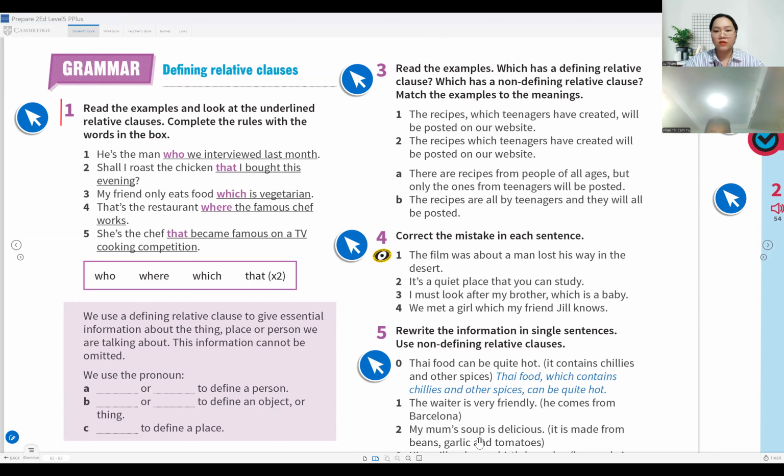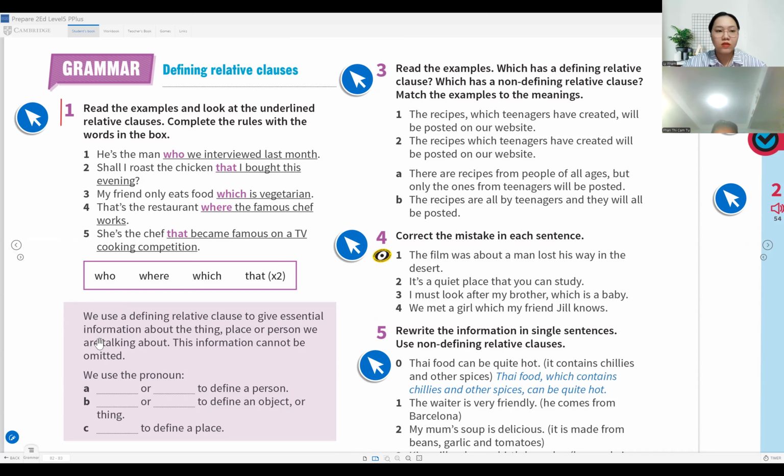He's a man who we interviewed last month. I roast the chicken that I bought this evening. My friend only eats food which is vegetarian. That's the restaurant where the famous chef works. She's a chef that became famous on a TV cooking competition. That's great. And now let's complete the rules.